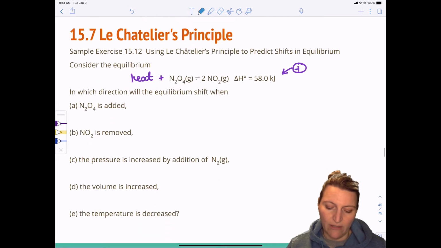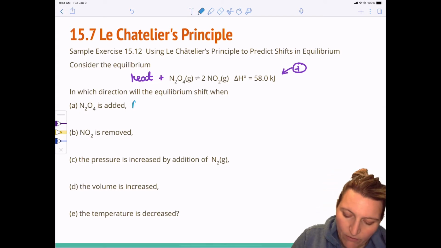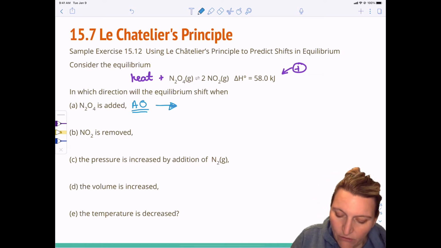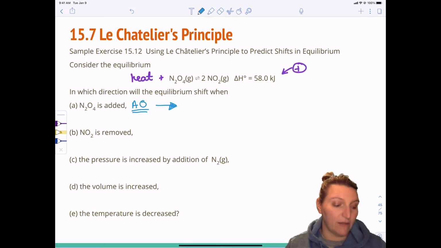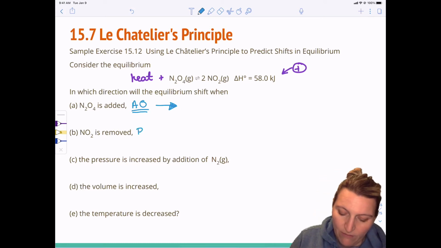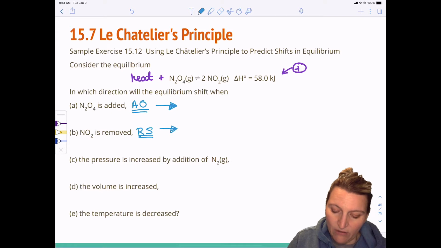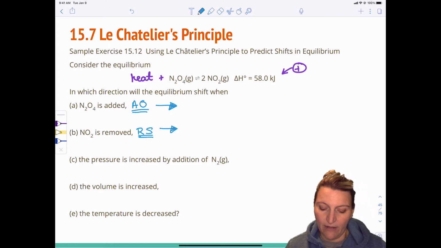So the first question says, in which direction will the equilibrium shift when N2O4 is added? So remember, when we add, we shift to the opposite side. N2O4 is on the reactant side, so it's going to shift to the right. It's going to make more products. What if NO2 is removed? Well, if I remove something, it's going to shift to the same side. NO2 is on the right-hand side of the reaction, so again, this reaction will shift to the right, to the product side.